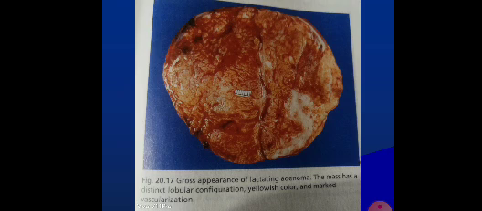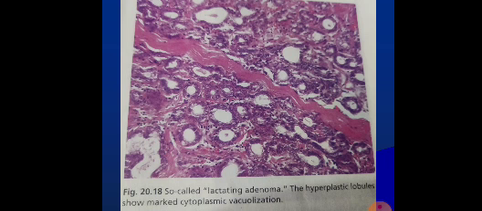Here the mass has a distinct lobular configuration, yellowish color, and marked vascularization. We know that during pregnancy, vascularization and the density of the breast are increased a little bit. The breast becomes heavier because of the excessive congestion and the milk formation. So in the lactating adenoma, you can see the yellowish color and marked vascularization also.